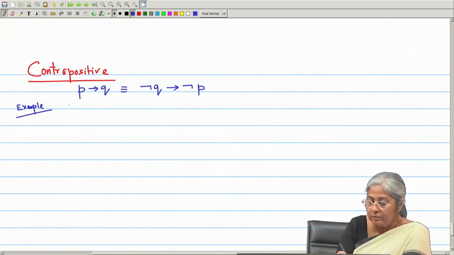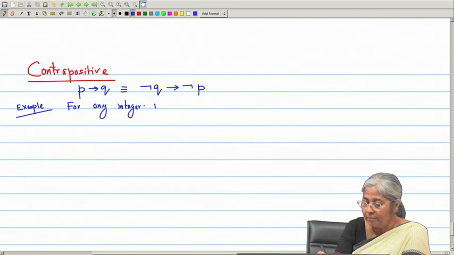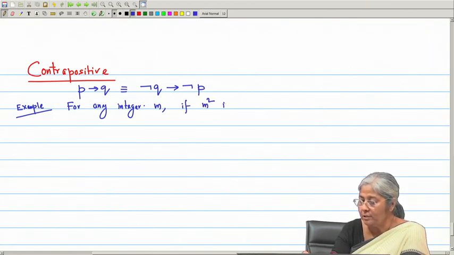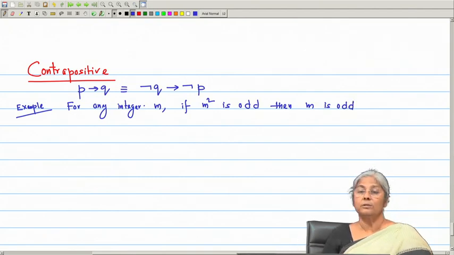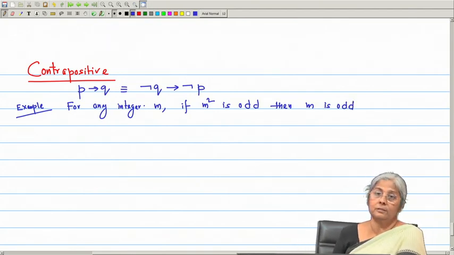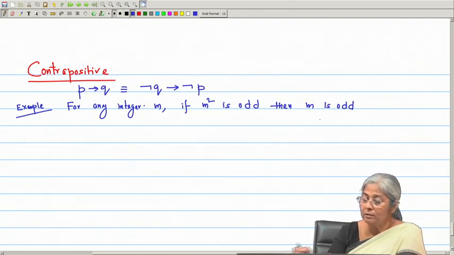Same for any integer m, if m square is odd, then m is odd. So, this is one statement that we have to show is true, or we have to prove. So, if m square is odd, then m is odd.